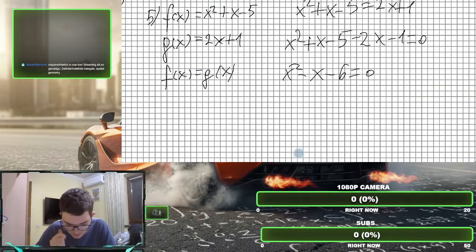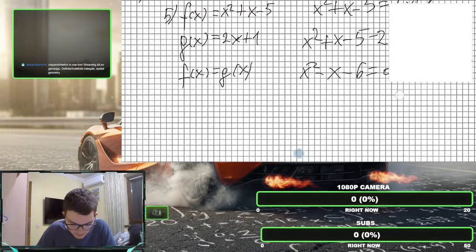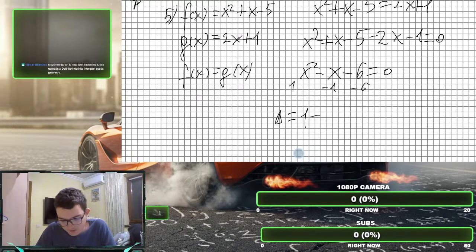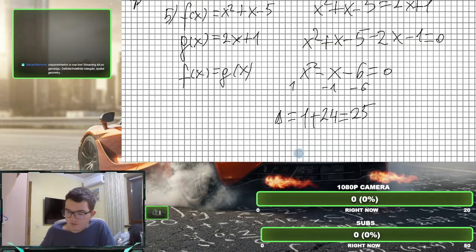So here I can just apply that formula. A is 1, so B is minus 1, C is minus 6. So applying the formula, I know this formula like my 5 fingers. B at the second power, which is 1, minus 4a, so 4, times c, so 4 times minus 6, that's minus 24. So yeah, plus 24, so it's 25. Drink a bit of water now.